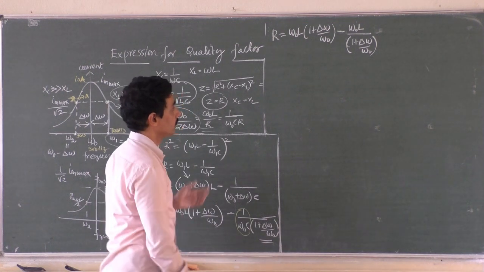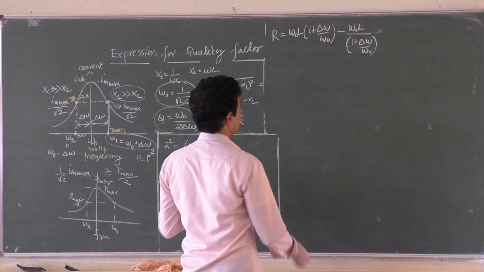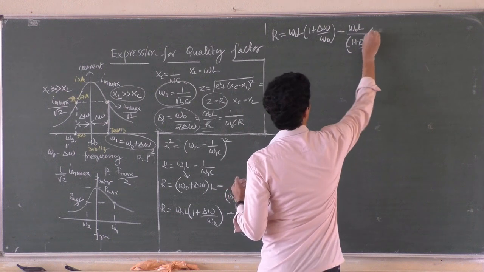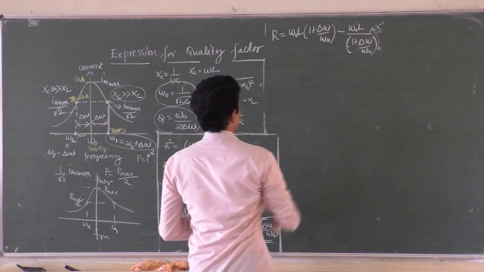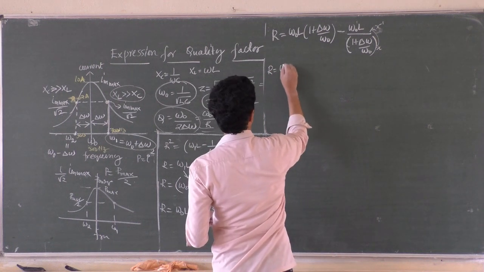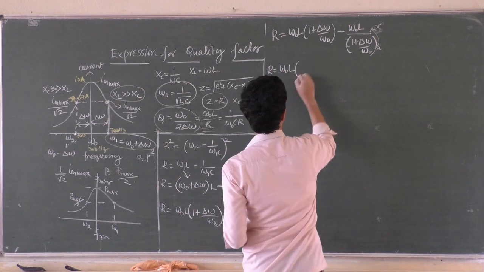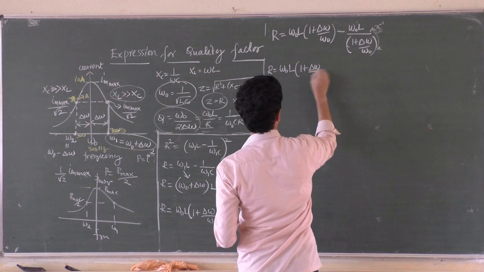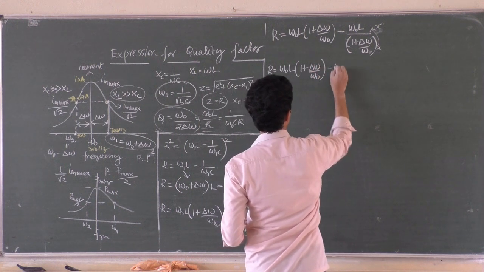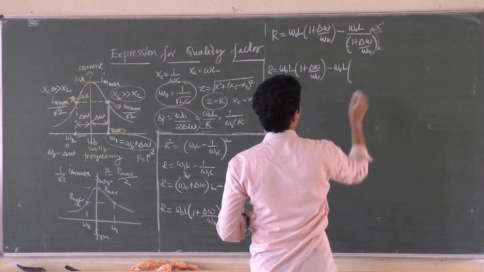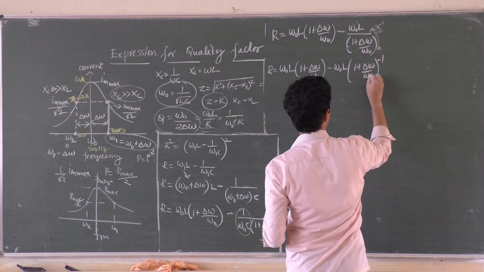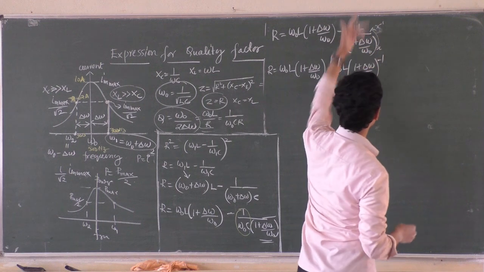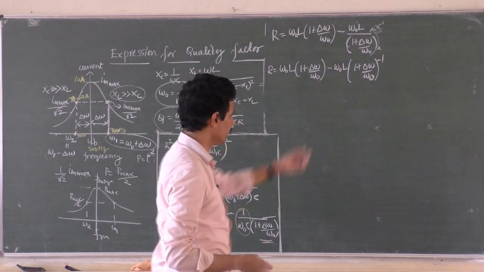Okay, now here you have to use a binomial expansion. I think you have to bring this up. You know that when x is here, x to the power minus 1. R is equal to omega naught L into 1 plus delta omega by omega naught, minus omega naught L into 1 plus delta omega by omega naught to the power minus 1. Now you have to expand this.